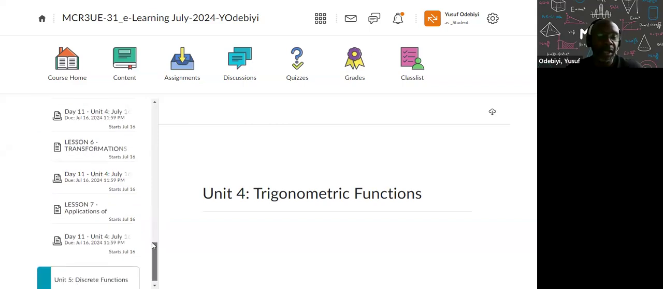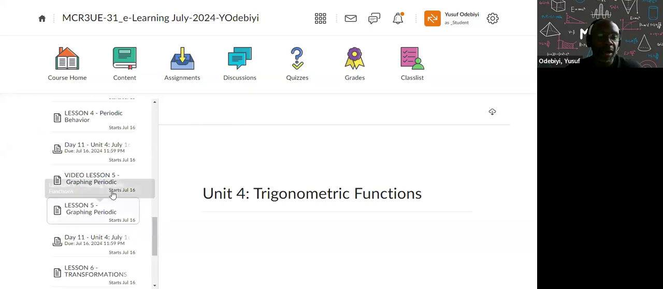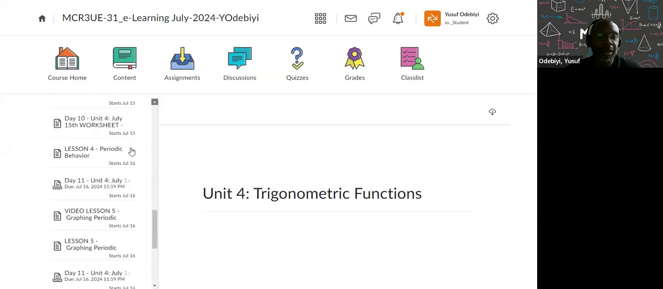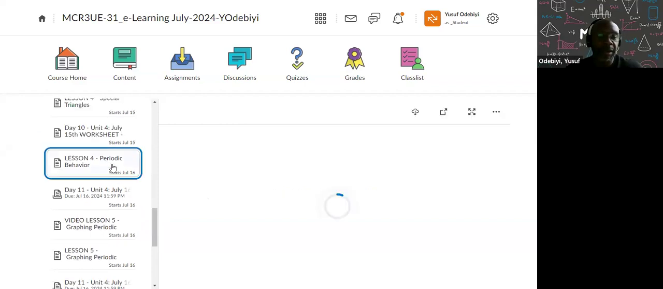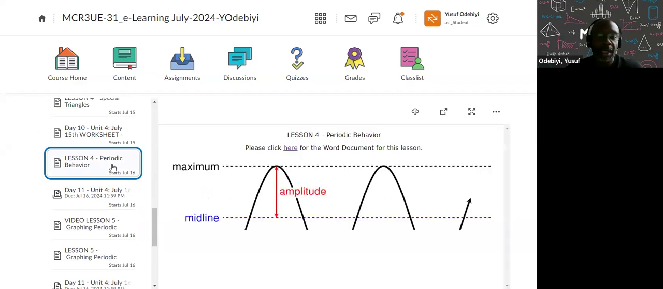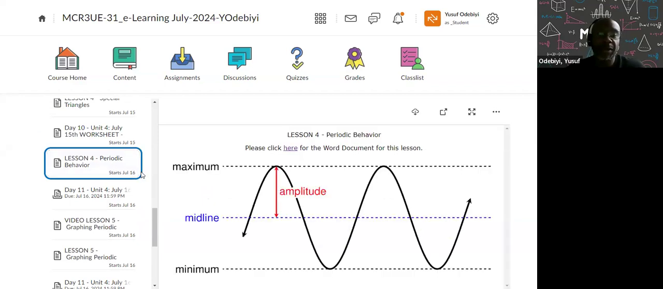And then we are starting at periodic behavior. Some of these, again, there's no video, so I'm just going to teach you it as we go. So we're talking about periodic behavior, and we're looking at this sinusoidal cyclical graph. So let's go into it here.